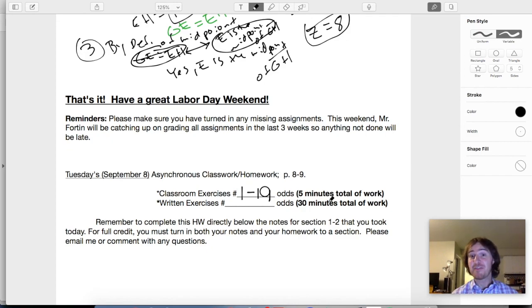And that should really only take you about 5 minutes. Really quick, just like, hey, what's the answer to this? Yes or no questions, or true or false. They're pretty darn quick. So that's 10 questions right there, because it's 1 through 19 odds. And some of them are like 5-second questions, 15-second questions. So 5 minutes total of work for the classroom exercises. Written exercises, this looks a bit longer, but it's 1 through 39 odds. And I would say we're planning on working that for about a half hour, okay?